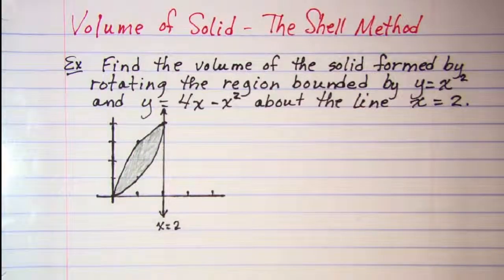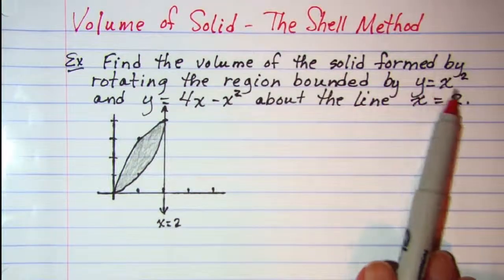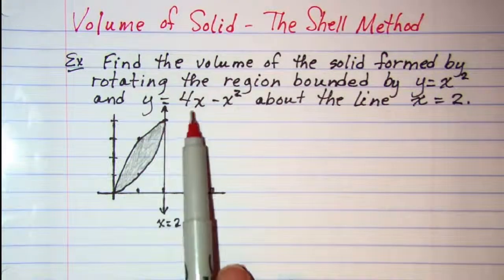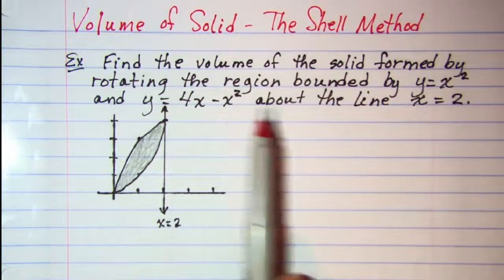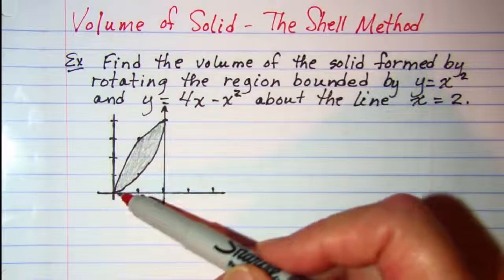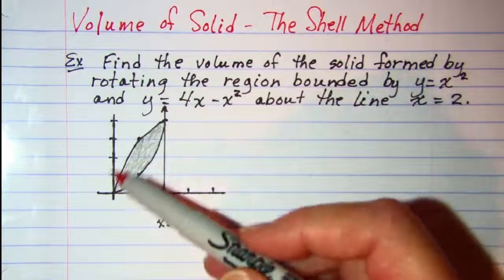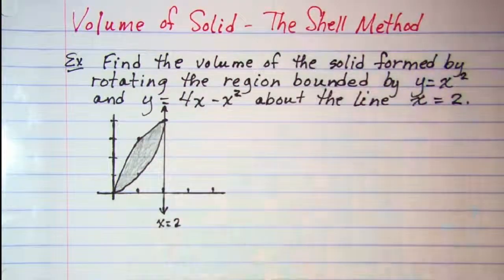In this video, we'll be looking at another example of how to find the volume of a solid of revolution using the shell method. The example that we'll be looking at is: find the volume of the solid formed by rotating the region bounded by y equals x squared and y equals 4x minus x squared about the line x equals 2. So here we have y equals x squared as the lower parabola, and then the upper parabola is the 4x minus x squared.